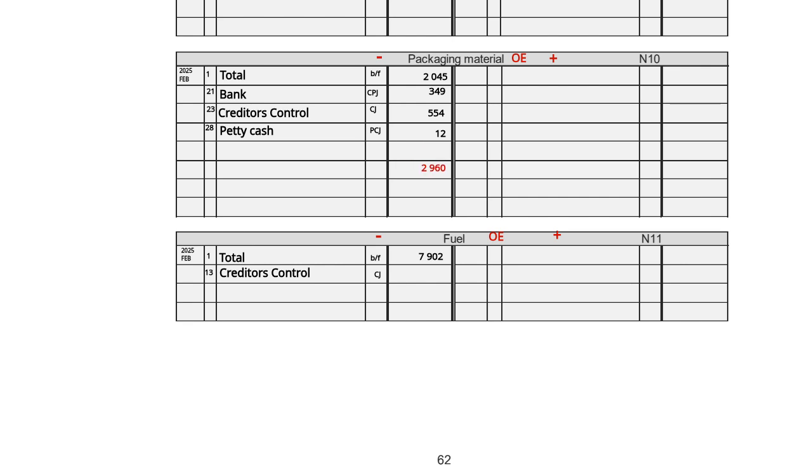a total of 2960. Our last ledger account is our fuel account. Fuel is an owner's equity expense. We already have our total brought forward on the 1st of 7902, and the only journal that was affected with fuel was our creditors journal. It went to the sundries account column, so you'll have to use the date of the 13th, and the entry was 200 Rand. So our total for fuel is 8102.